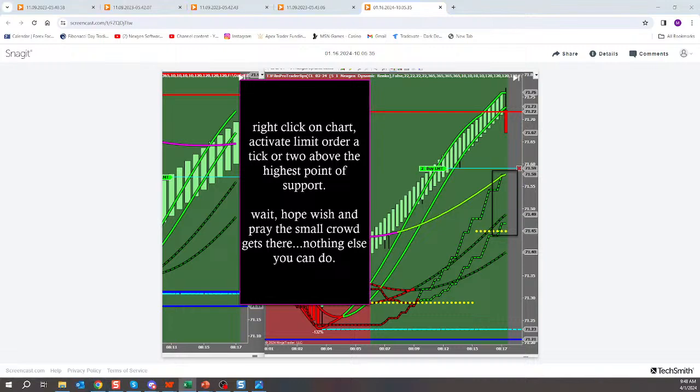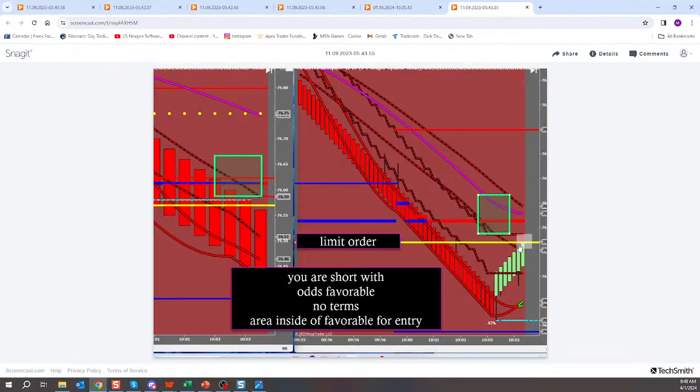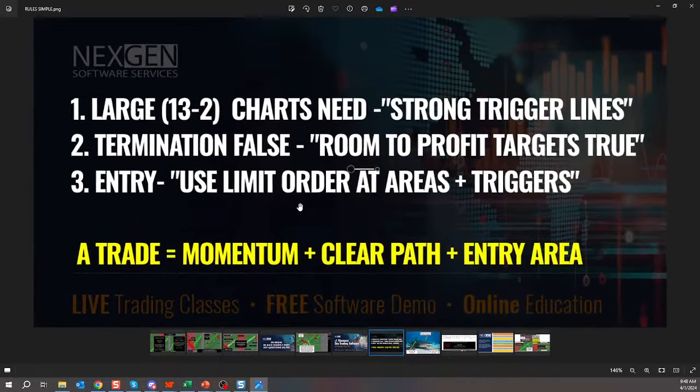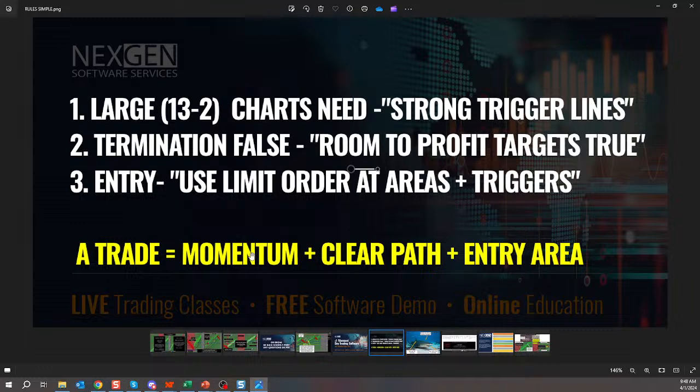But the cool thing is if the small crowd has it in them and it hits your order, you're going to be in a short trade. And you're not just in a short trade, yay, I was hoping the market was going down. You're in a short trade with strong trigger lines, which means that you have the advantage of momentum. And you're in a short trade with a clear path because no termination conditions were hit. And finally, you're in a short trade because you had the entry area, the point where the market is most likely to continue. These three advantages put together create a trade that typically wins 70 to 80% of the time.